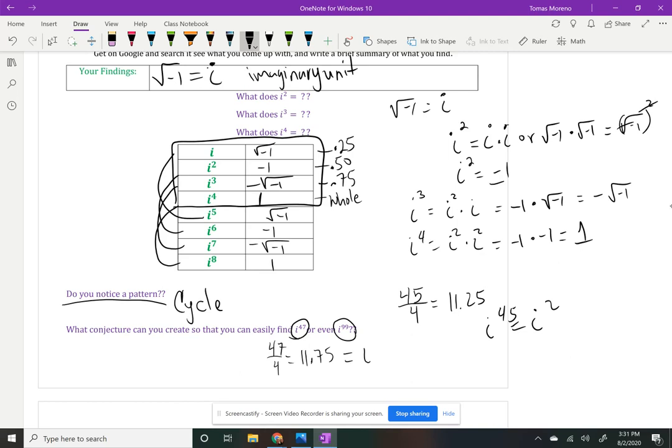So this would be equivalent to I to the third, which is just negative square root of -1. So how would you get 99? Do that on your own.